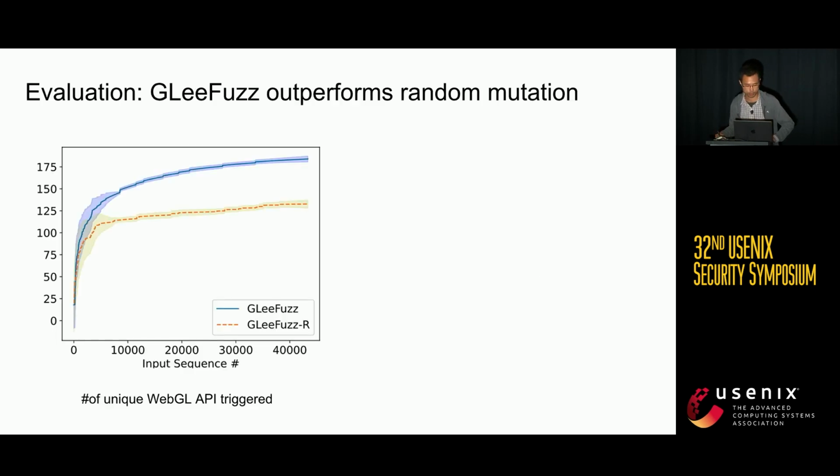Here is the evaluation part of this talk. The evaluation result shows GLeeFuzz beats random mutation. In this diagram, we have GLeeFuzz R, which is a random mutating rule we developed for GL. There's no existing baseline fuzzing engine that performs random mutation on WebGL, so we developed one ourselves. It is shown in yellow, and GLeeFuzz is shown in blue. On the y-axis, you have the number of unique WebGL APIs triggered. On the x-axis is the number of sequences. You can see we beat the random mutation by about 30%.